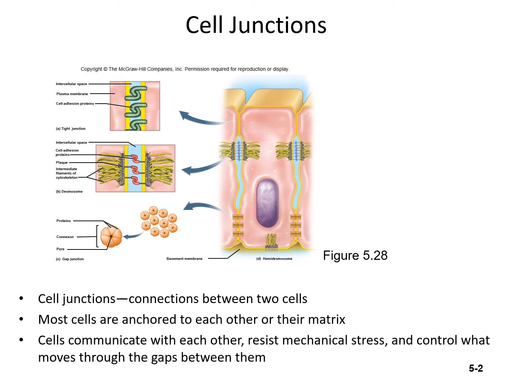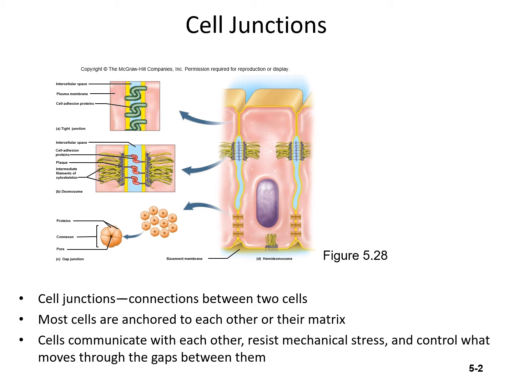Okay, cell junctions. Cell junctions are simply ways that cells are connected to one another. And generally speaking, you're going to have different types of proteins that help to anchor one cell to another or to the extracellular matrix. So these are the four common types of cell junctions that I'll talk about in a little more detail briefly. We have tight junctions, desmosomes, hemidesmosomes, and then gap junctions.